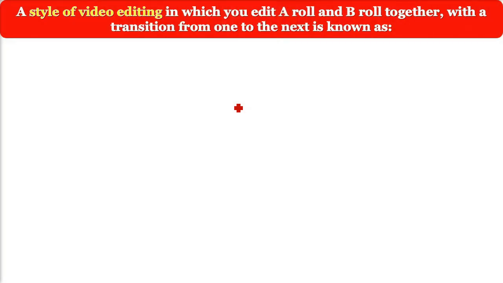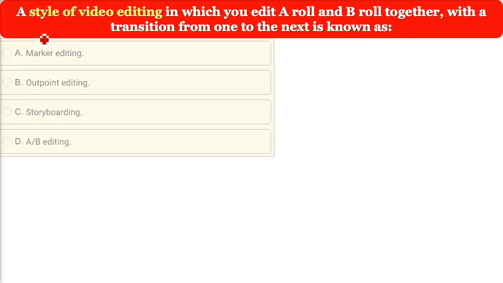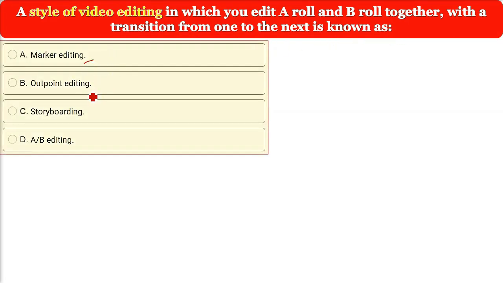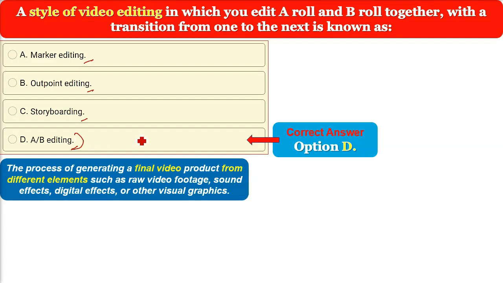A style of video editing in which you edit A roll and B roll together with a transition from one to the next is known as, the options are marker editing, outpoint editing, storyboarding, A-B editing. So the correct option is option D, A-B editing.